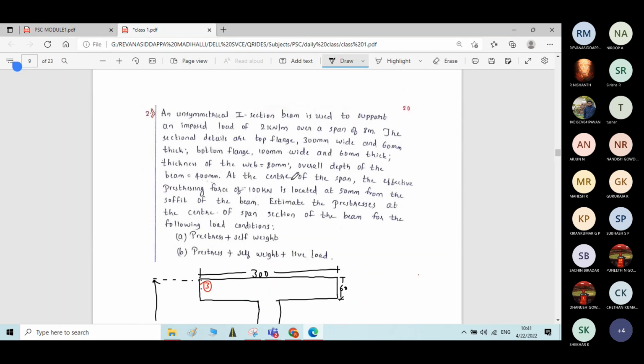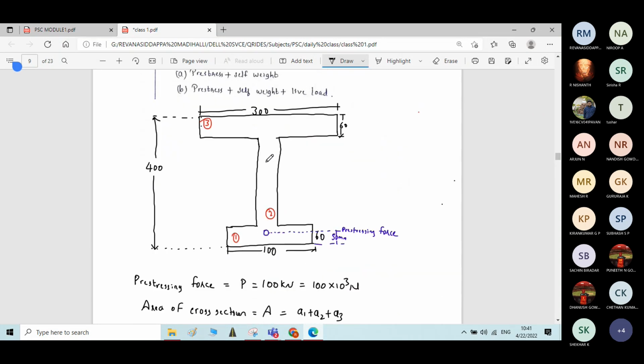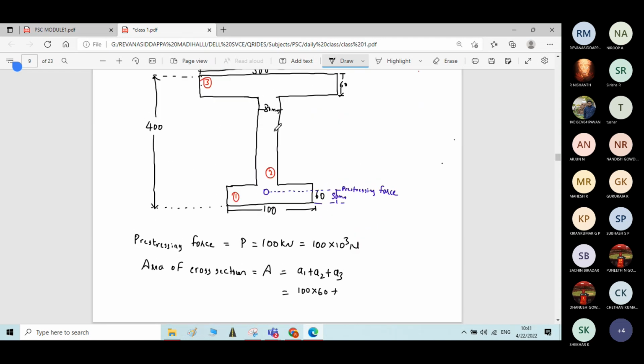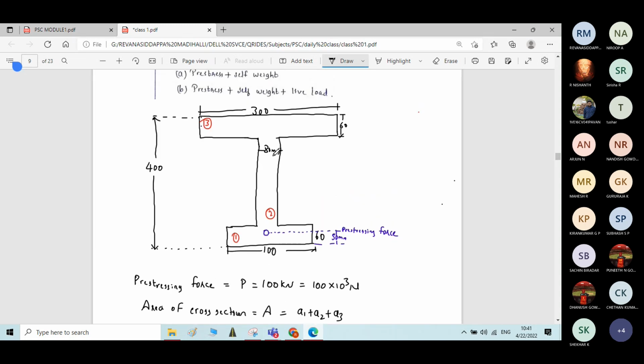Thickness of the web is given in the problem as 80 mm. I forgot to write it here, I'll write it now: 80 mm. So A2 will be the area of this web portion. How will we calculate it? Width is 80 mm. Depth will be 400 minus 60 on either side. So how much will you get? You'll get 280 mm.